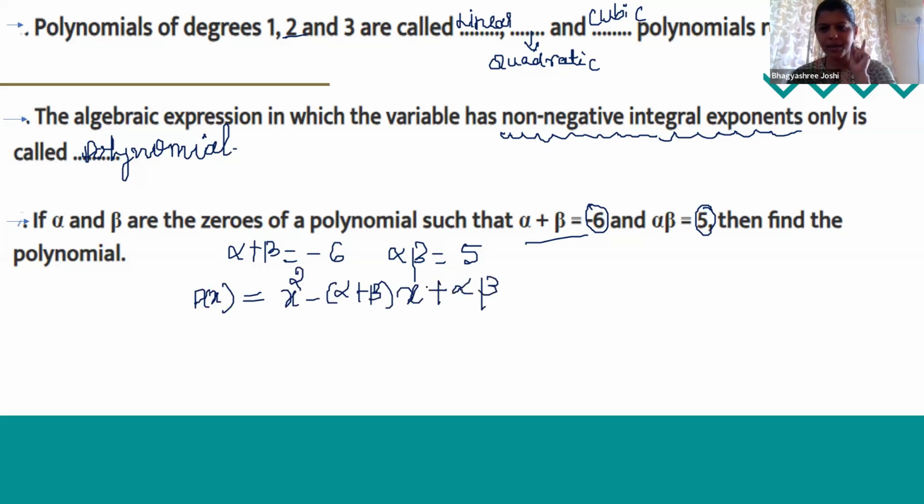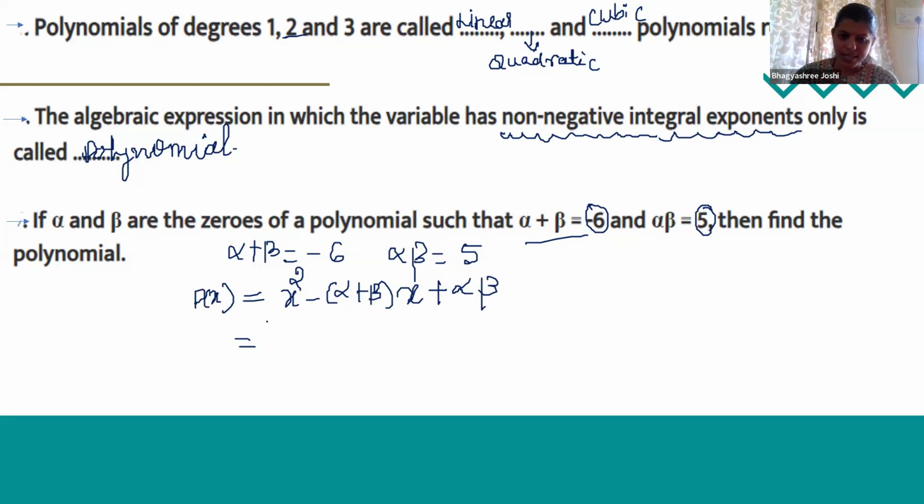Right? This relation comes when we do the derivation. So this relation is very very important. By using this relation we can write the quadratic polynomial. So here, when the sum of the zeros and product of the zeros are given, by using that sum and product we are going to find out the quadratic polynomial, right?